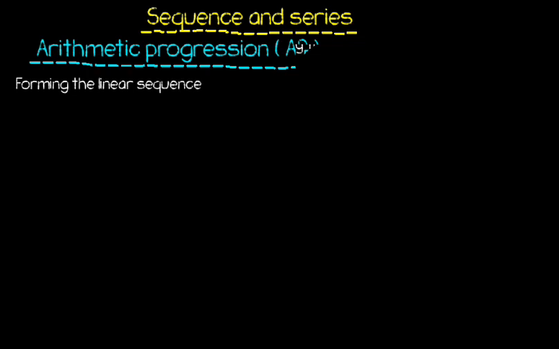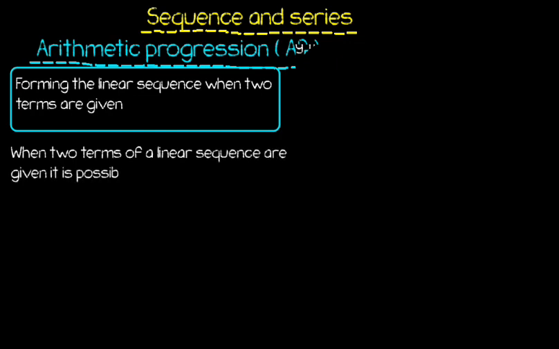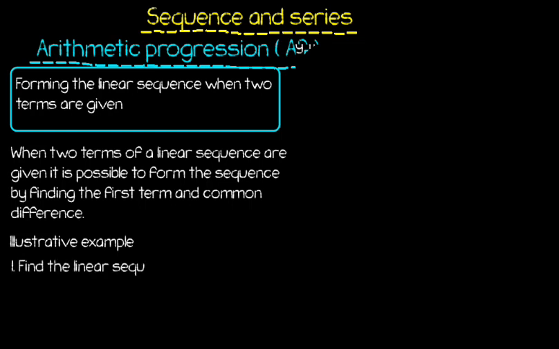So now you are going to look at forming the linear sequence when two terms are given. You can actually form the linear sequence when two terms are given. So when two terms of the linear sequence are given, it is possible to form the sequence by first finding the first term and the common difference. So these are the only two key things you have to find in order to get the rest of the sequence: the first term and the common difference.